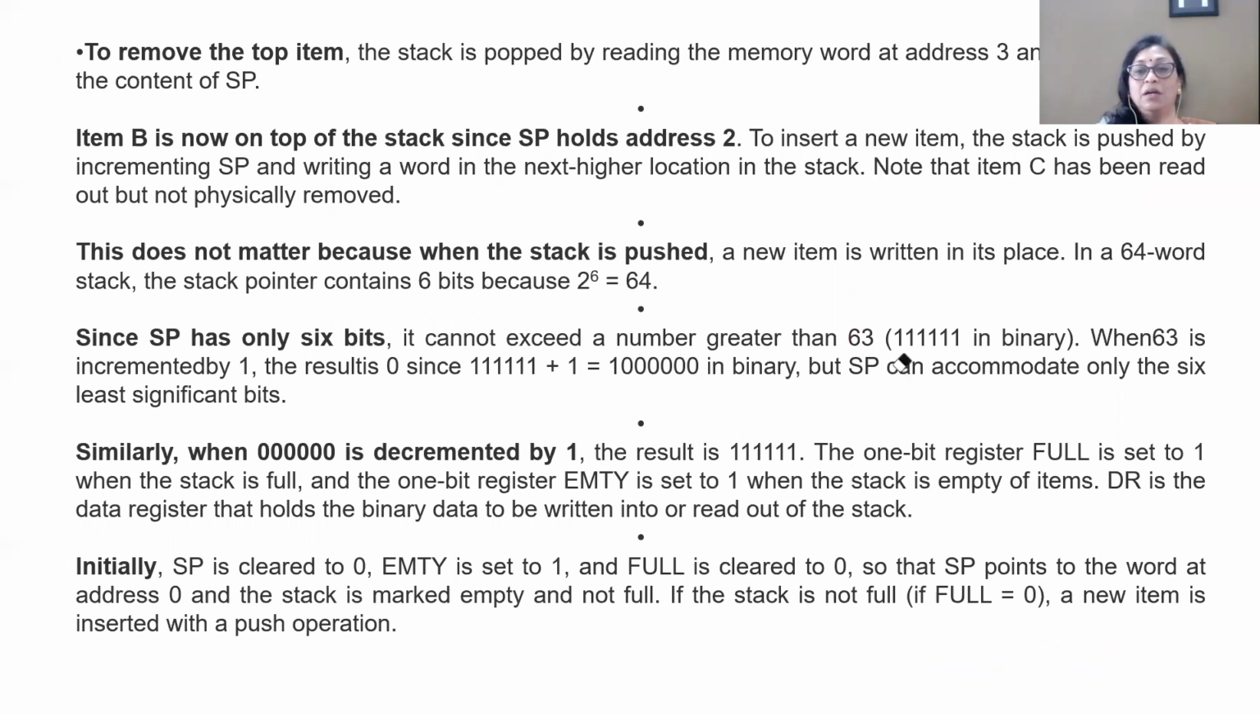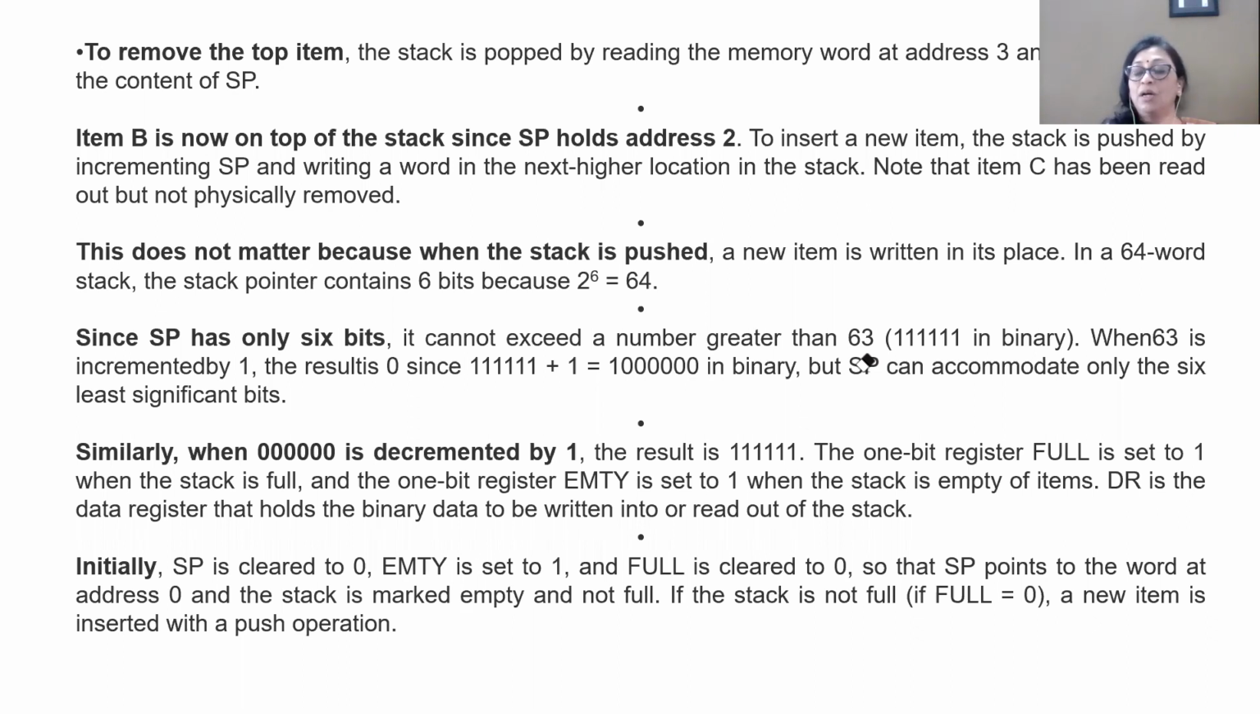Can you see how many bits are there to have number 63? 6 bits are used. When all these 6 bits are 1, it indicates that the address is 63, and this is the highest address in the 64 element stack, for example. Okay, now we cannot exceed the number of bits beyond 6 here.